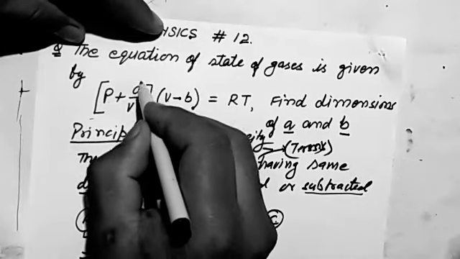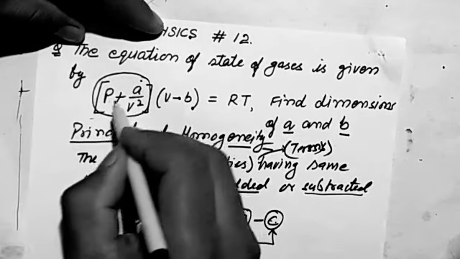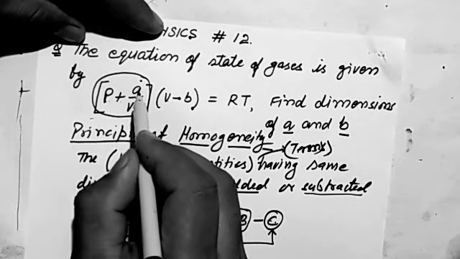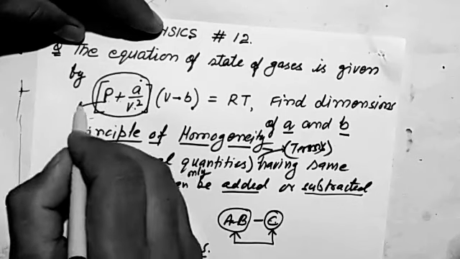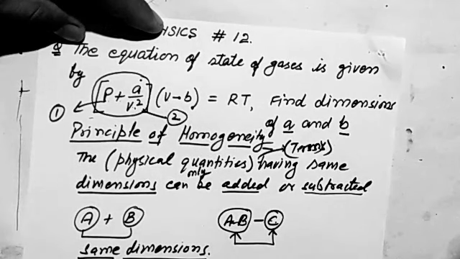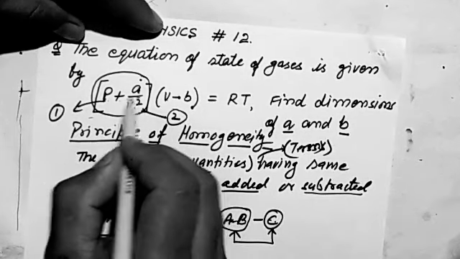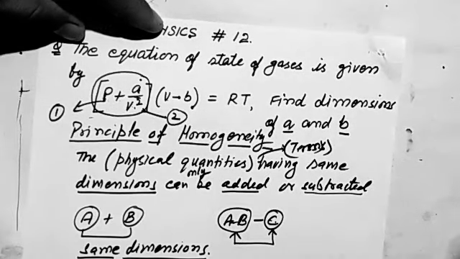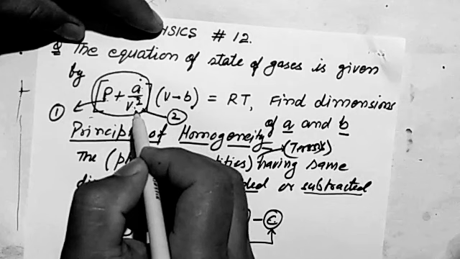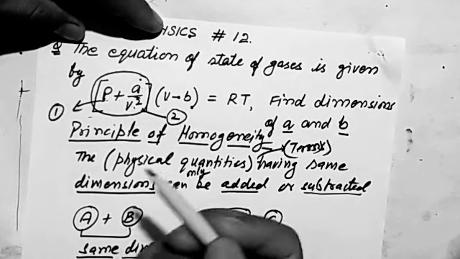The dimension of A is to be calculated from the term P plus A upon V square. Here we are adding P to A upon V square. P is your first term and A upon V square is your second term. If you are adding these two terms, then these two should have the same dimensions. Are you getting my point? That is, the dimension of P should be equal to the dimension of A upon V square. So this concept will be used to find the dimension of A. Let us see how we do this.